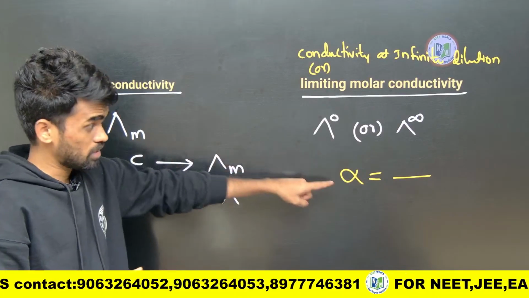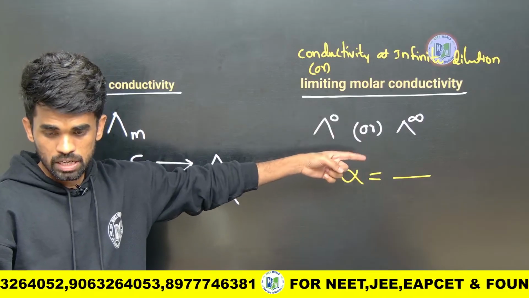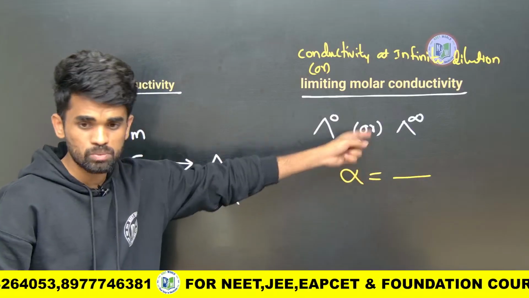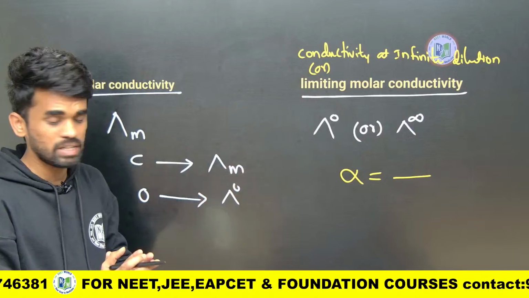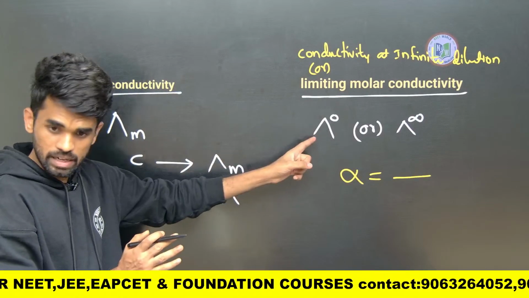Tell me, see, alpha value increases, degree of dissociation increases upon dilution. It means low concentration is nothing but dilution, no, more diluted. So more diluted, more number of ions, more is its alpha value. So maximum conductivity for a weak electrolyte is seen in which case? Limiting molar. Yes, this is the maximum.